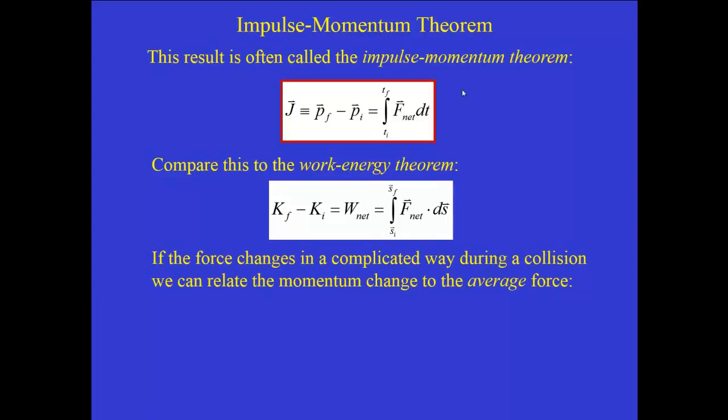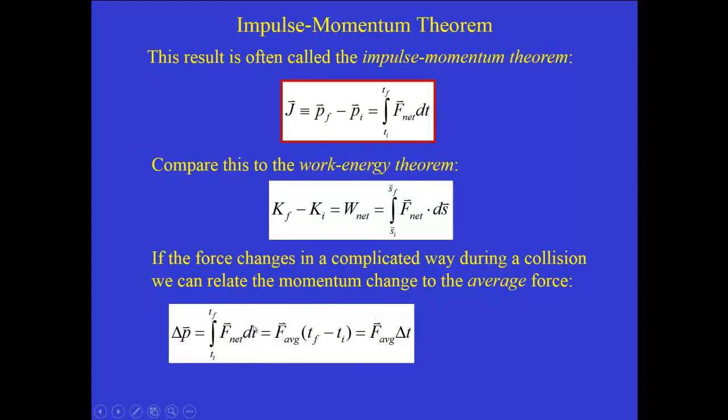One more thing with the impulse momentum theorem: sometimes that net force changes with time in a really complicated way, and we can't necessarily predict what that's going to be in advance. And so sometimes we'd like to relate the change in the momentum not to the specific details of a changing force, but maybe just the average force that acts between these two times. And so we can take that relationship for delta p as the integral of F net dt and just set that equal to an average force acting on the object between t initial and t final. And so that comes out to be just the average force vector times delta t.